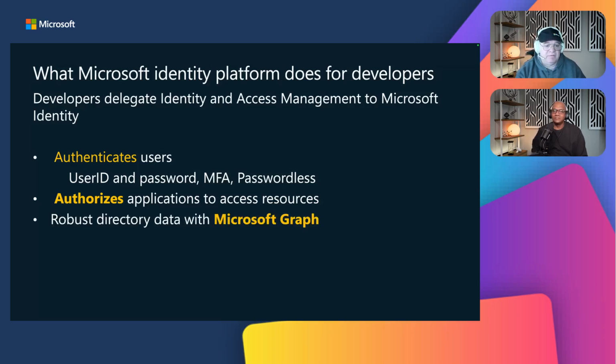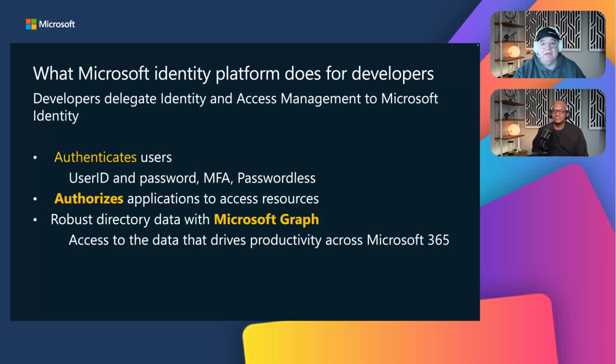The other thing that we need to provide, of course, is a robust set of APIs so that you can access the information in the directory, the user information, the group information, application information, possibly. There's a lot of different information that we store as part of the directory functionality in Entra ID. And we use the Microsoft Graph API to do that.